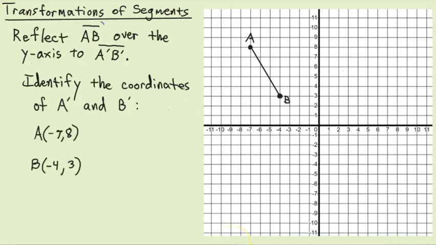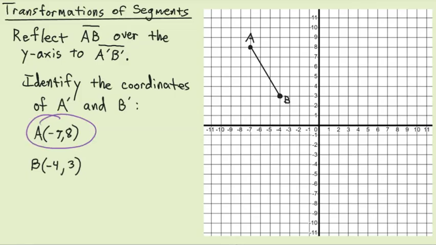All right, let's look at this one. It says reflect line segment AB, which is right here, over the y-axis. So here's the y-axis. We're going to reflect it over the y-axis to line segment A prime, B prime. What we do is we take the mirror image of A, and wherever we put it over here, we're going to call it A prime. We put an apostrophe on it and we call it prime. We'll do the same thing with point B. The first thing we're going to do is identify the coordinates of A prime and B prime, and then plot them. That's step 1. Step 2, we're going to draw a segment between them.